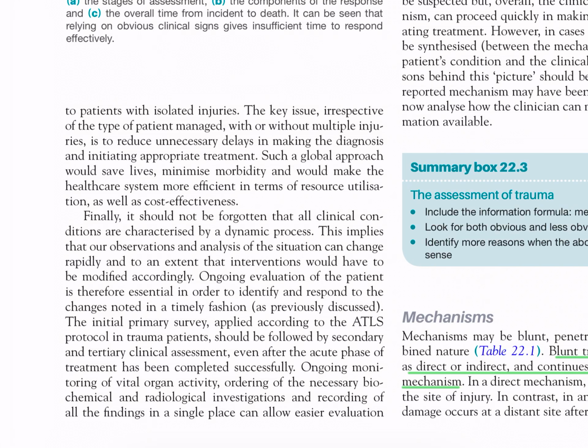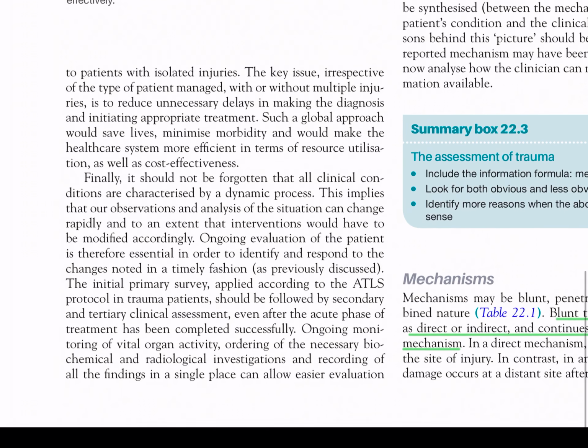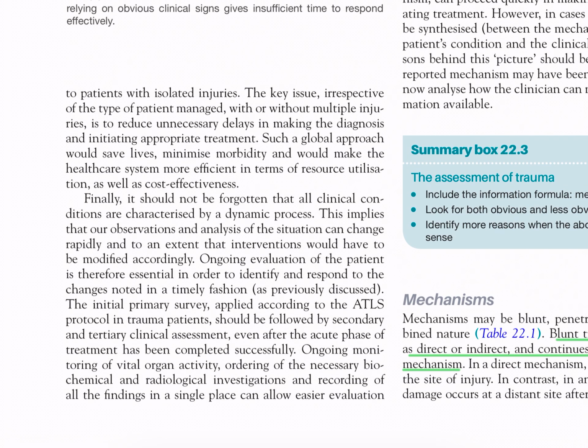Finally, it should not be forgotten that all clinical conditions are characterized by a dynamic process. This implies that our observations and analysis of the situation can change rapidly, and to an extent that interventions would have to be modified accordingly. Ongoing evaluation of the patient is therefore essential in order to identify and respond to changes noted in a timely fashion. As previously discussed, the initial primary survey applied according to the ATLS protocols in trauma patients should be followed by secondary and tertiary clinical assessment, even after the acute phase of treatment has been completed successfully.